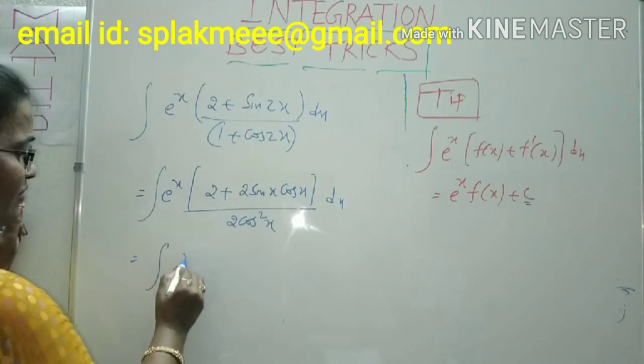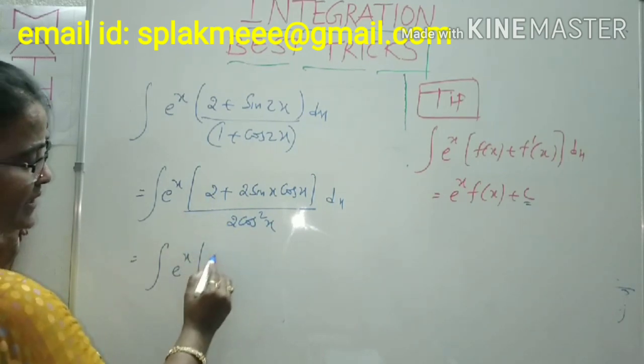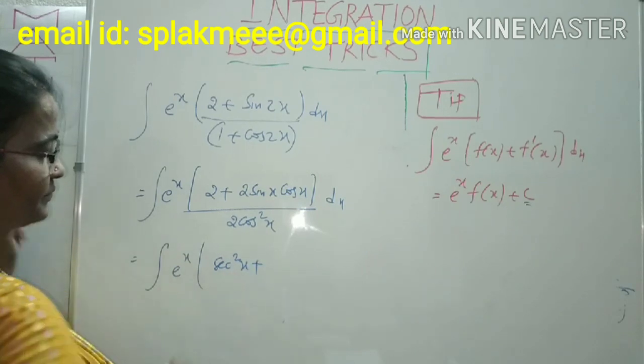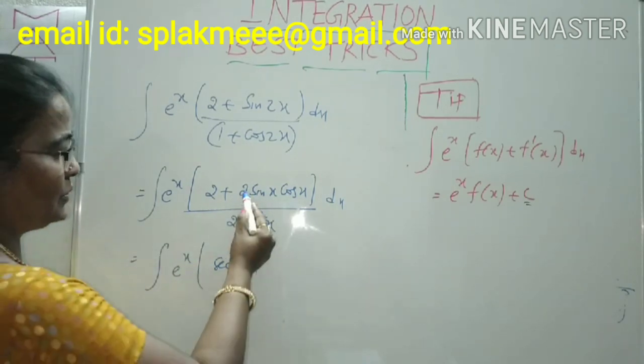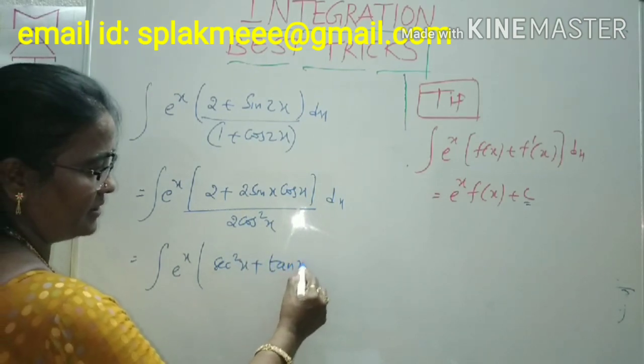It is e power x of, make the separation of these two, 2 by 2 cos square x, 2 cancel, 1 by cos square x is secant square x, plus, by the separation of these two, 2 cancel and 1 cos cancel, sin by cos, tan will be left over.